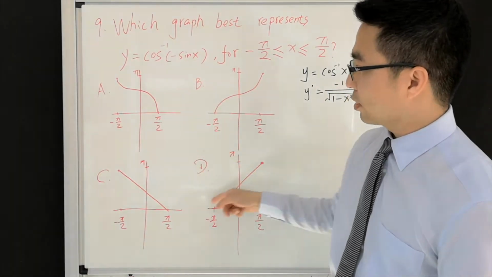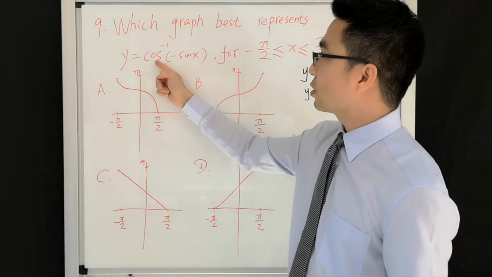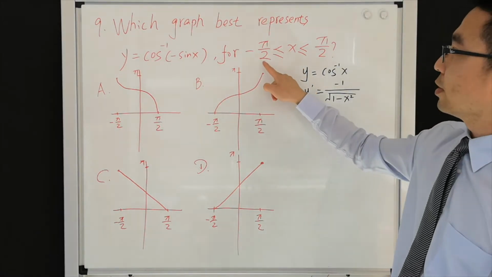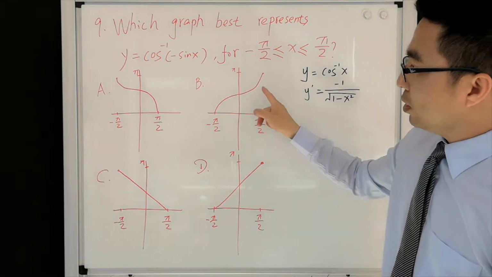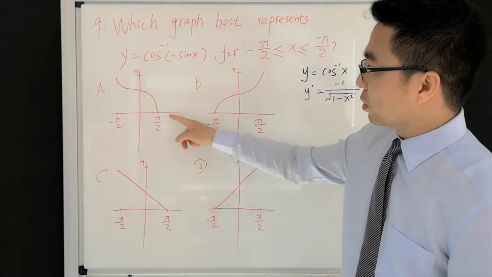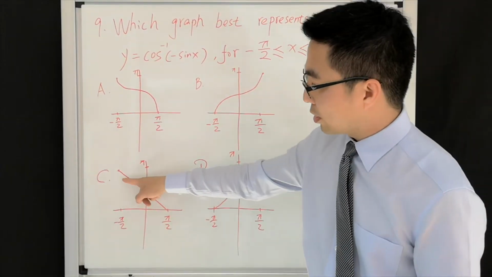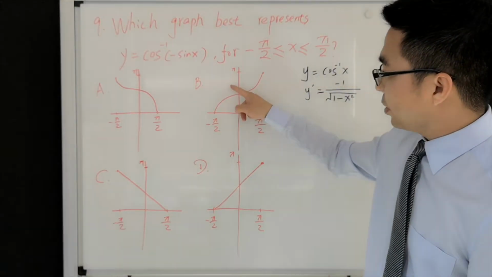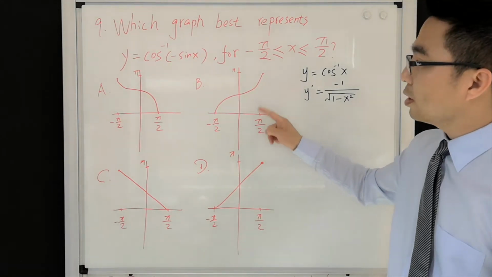Now let's go to question 9. Which graph among these 4 best represents the inverse function y equals cos inverse of negative sin x, for x in the range of negative π/2 to π/2? We try to find the differences between these 4 graphs. For example, A and C are both decreasing, but C is decreasing at a constant rate, but A is not. B and D are increasing, D at a constant rate, but B is not.